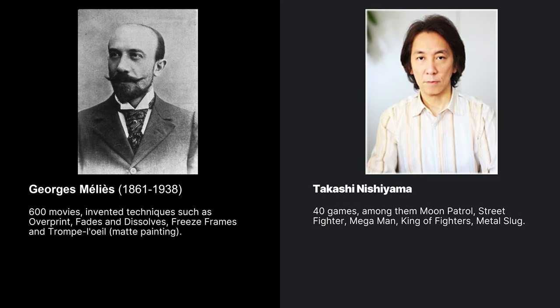Later on, after I discovered this craft of art, I got interested in, okay, but who did that? Who crafted those images that impressed me so much? It happened to be two geniuses. One was Georges Méliès, one of the French spearheaders of cinema. He made more than 600 movies. He invented techniques that all movie makers use these days, like overprint, fade, dissolve. He was almost the inventor of a technique called trompe-l'œil in French, which actually became matte painting, which is still used these days.